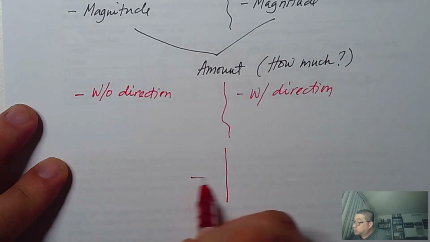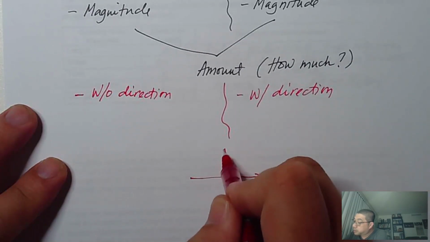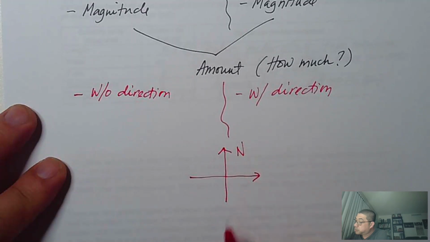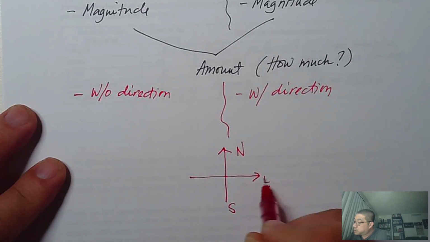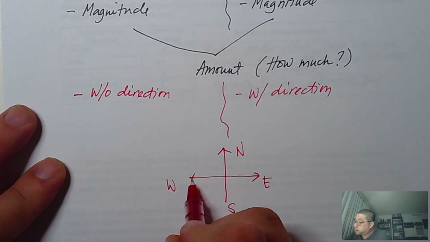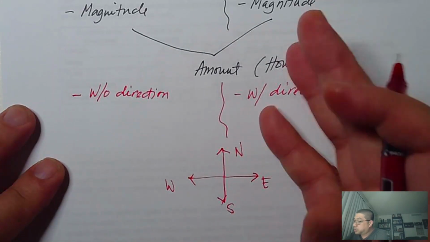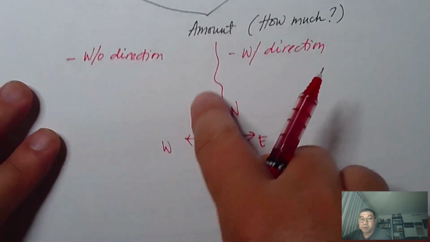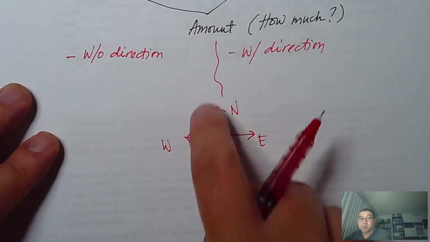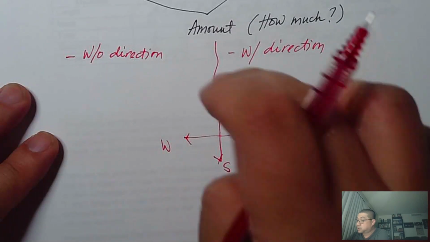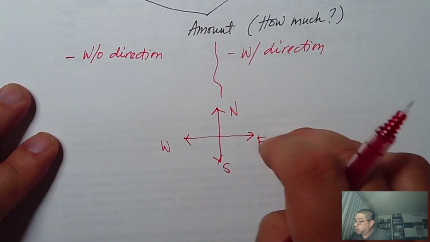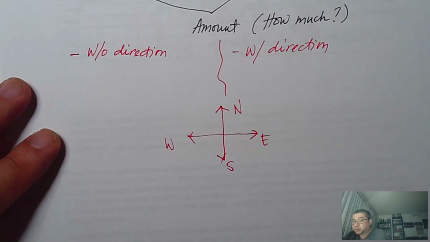The most common one that we learn is that we have north, south, east, and west. North, east, south, west, if you go around in circles. Starting from the top, going to the bottom, right, and then left. So that's how you know the order.